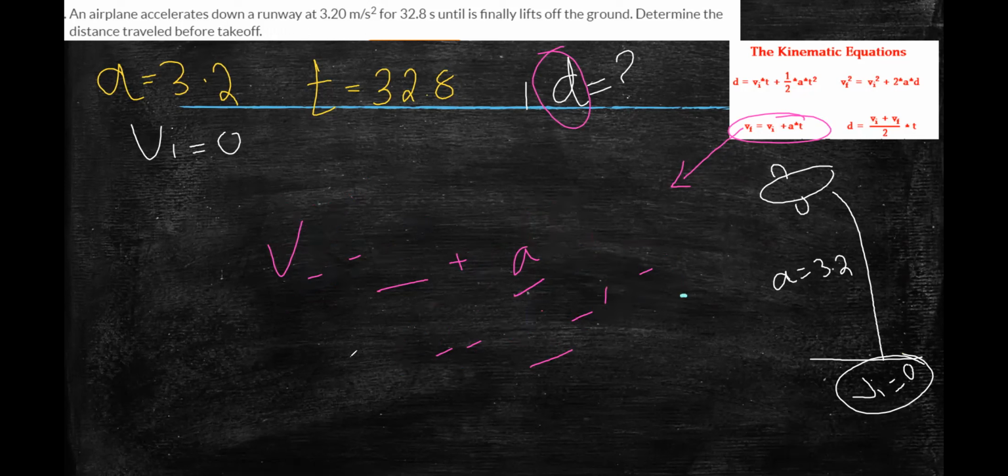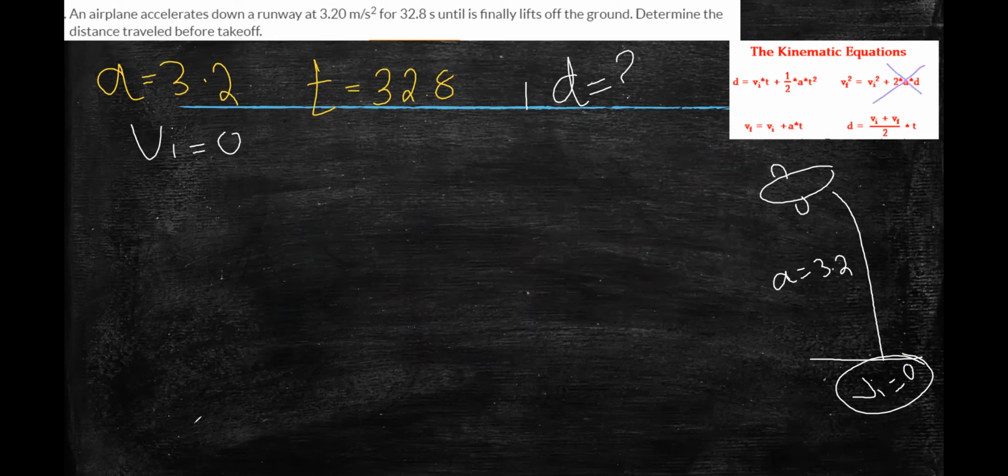So, what should I do now? I look at these 4 equations. Which equation helps me to find D? The last one? The second one, we said before that we cannot use it. The first one cannot be used. Look at the last one here. Also, I need V final, so I cannot use it. So I have only this one.